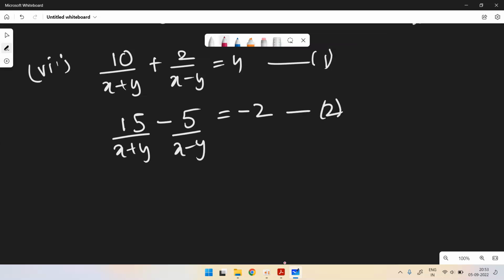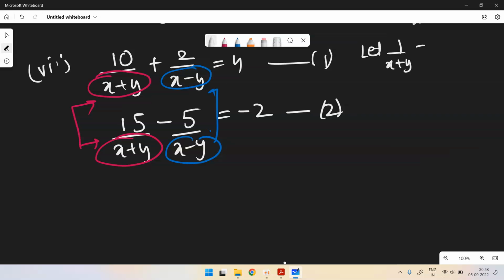Now if you see this denominator portion, x plus y and x plus y is common in the denominator, and here x minus y and x minus y is also common in the denominator. So you might get the idea to take 1 by x plus y equal to u and 1 by x minus y equal to v. It is not every time that you have to take only 1 by x and 1 by y. You can even take a combination of x and y as u and v. This type of question will open your mind about this type of thing.